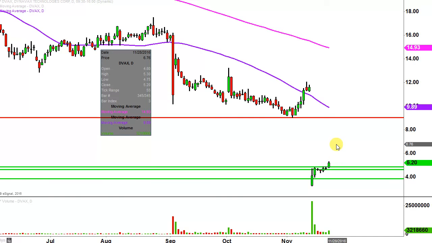But a very nice bounce, and still work to be done before I would be willing to call it a reversal. But you've got to give credit where credit's due. As of now, a very strong bounce and a very good-looking bounce. So we'll see if the bulls can just continue to build.